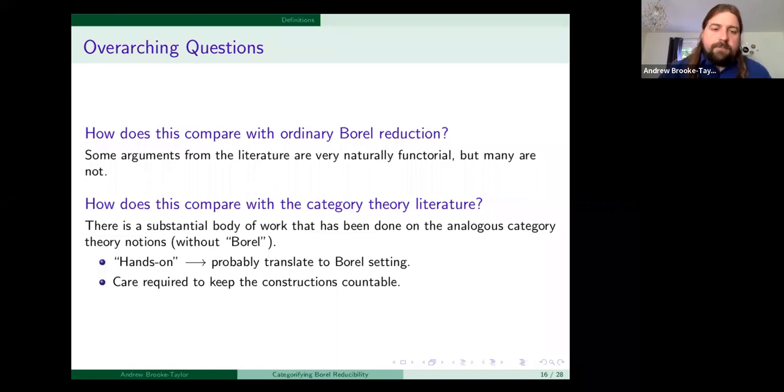But we do need some care because we want to keep the constructions countable. We want to go from countable structures to countable structures. And that's something that hasn't in general been a consideration in the analogous category theory literature that's out there. So a lot of this is kind of cheap theorems by looking at the right place in the analogous literature, but you always need to be careful and some bits do need tweaking.